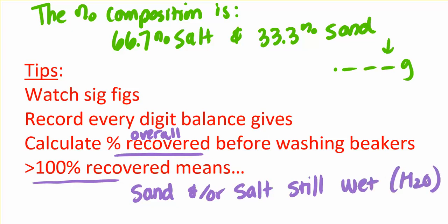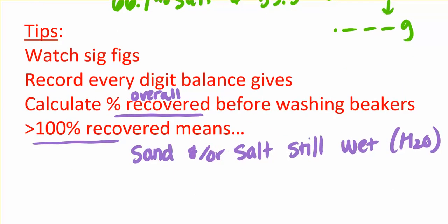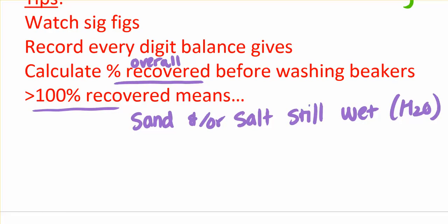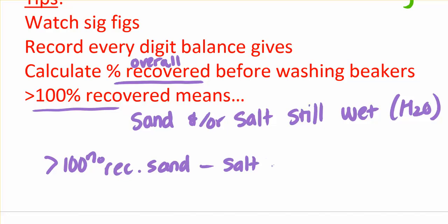They still have water. So I want you to calculate that before you wash your beakers. And then if it's over 100%, you can just heat them more. Okay, so over 100% overall means that there's extra water there. But if you have over 100% recovery on the sand, that by itself can happen because there may be some salt mixed in with your sand. So that is okay, but the overall should be less than 100.